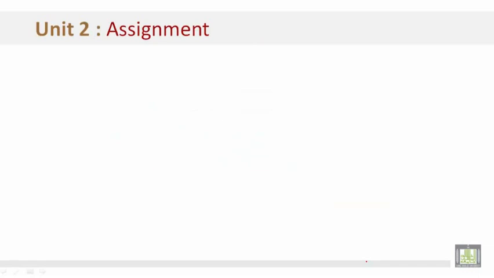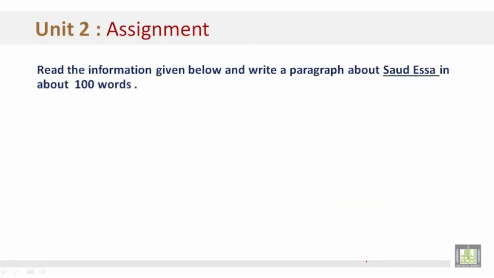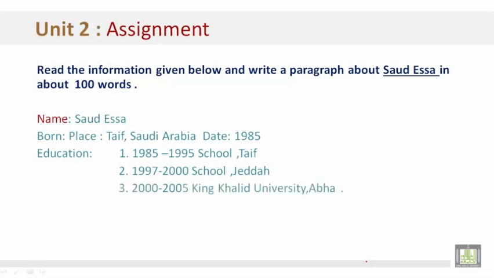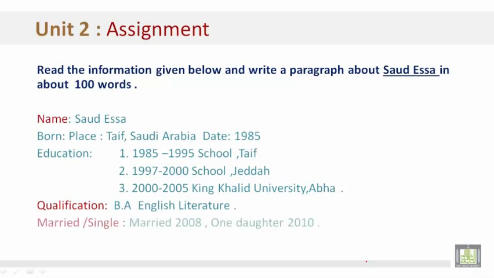Now, let's take a look at the assignment for Unit 2. Read the information given below and write a paragraph about Saud Issa, about 100 words. His name is Saud Issa. He was born in Taif, Saudi Arabia, in 1985. He was educated from 1985 to 1995 in a school in Taif. Also from 1997 to 2000 in a school in Jeddah. Between 2000 and 2005, he went to King Khalid University in Abha. His qualification was a BA in English Literature.